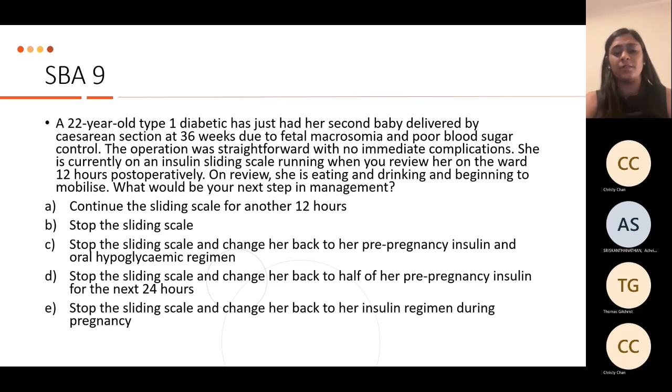We've got another 22-year-old diabetic who's had her second baby delivered by cesarean section at 36 weeks due to fetal macrosomia and poor blood sugar control. The operation was straightforward with no immediate complications. She's currently on an insulin sliding scale when you review her on the ward 12 hours post-operatively. On review, she's eating and drinking and beginning to mobilize. So what would be the next step in management? I'll give you a few more seconds to think about the answer.